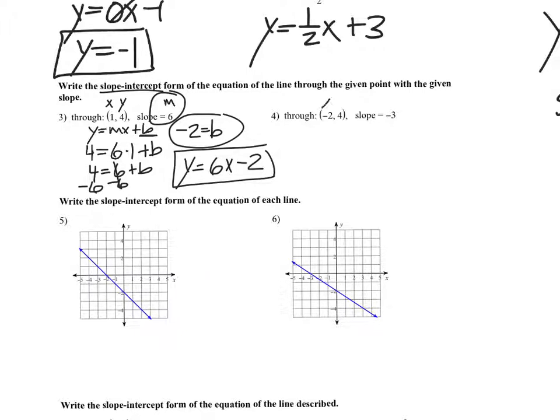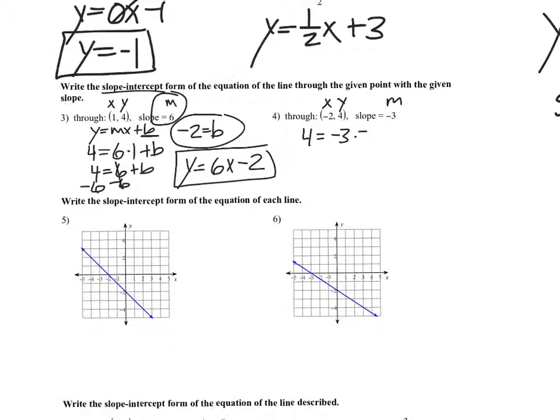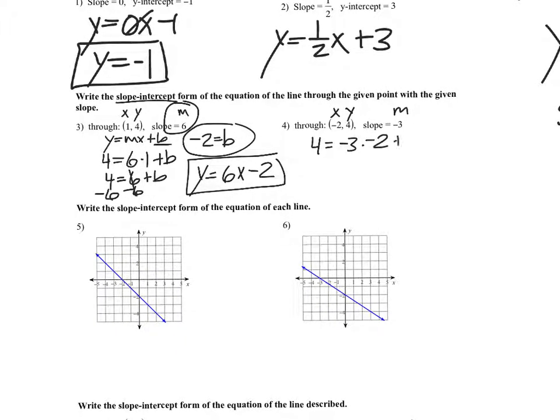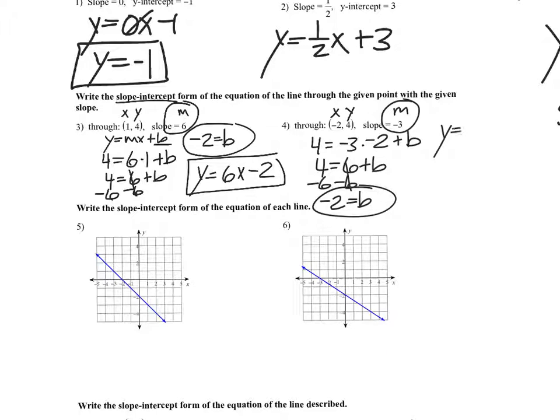Okay, so do the same thing here. Here's my x, here's my y, there's my m. So y equals m times x plus b. So 4 equals 6 plus b. So even though I had different values, I'm going to end up with the same thing. Subtract 6, -2 equals b. So now I have my b, I have my m. So my equation is y equals mx plus b. There we go.